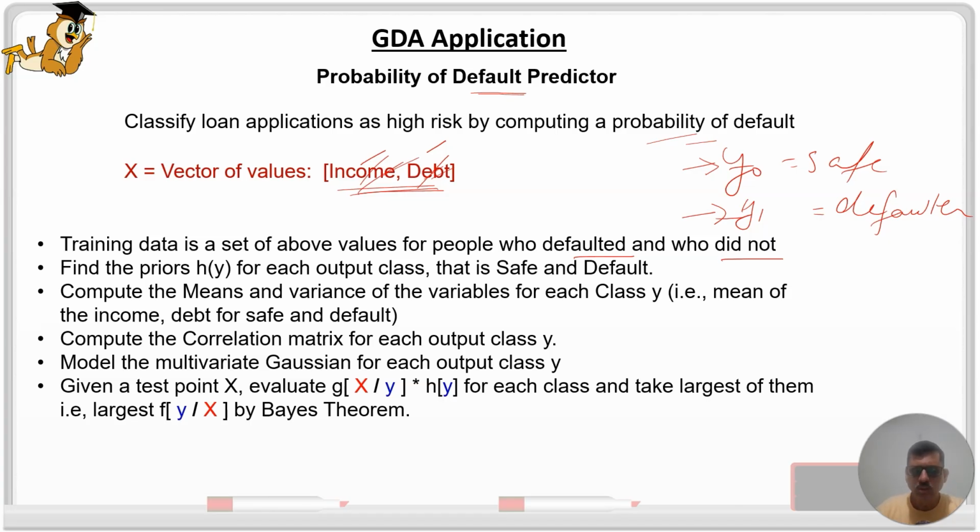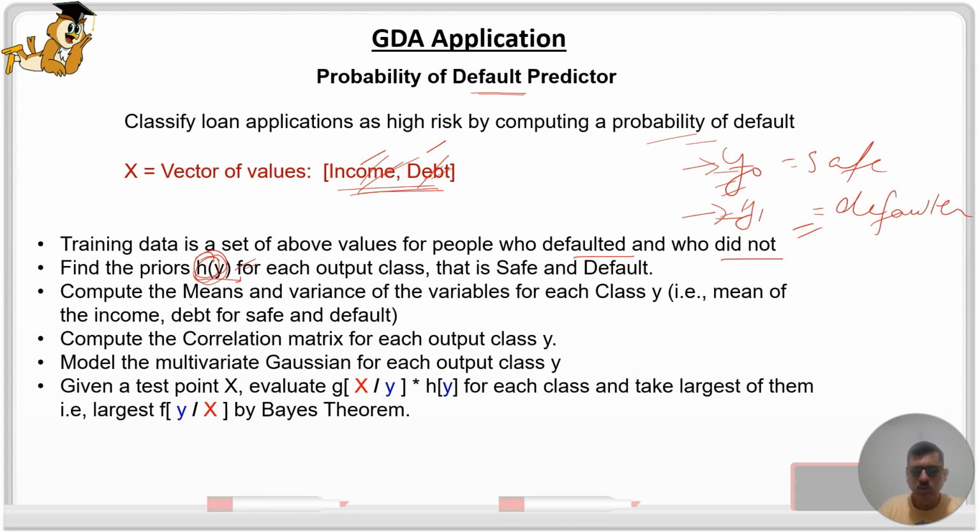The first thing you do is you find the priors for each output class. If you had selected your training data randomly, you would have a certain number of safe people, you would have a certain number of people who had defaulted, and those ratios would directly be the priors. Okay, so the ratio of safe people in your training sample would be the prior probability for the safe class, and conversely for the defaulter class. So you can find the priors pretty easily.